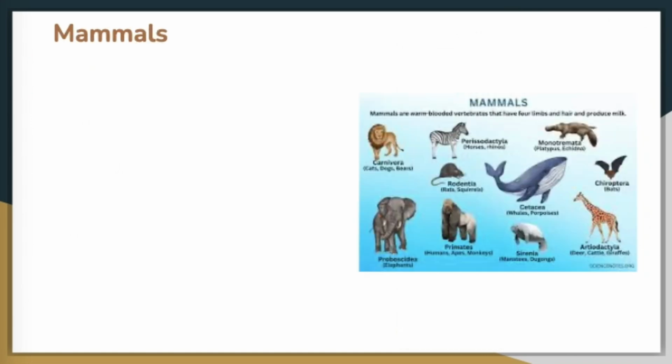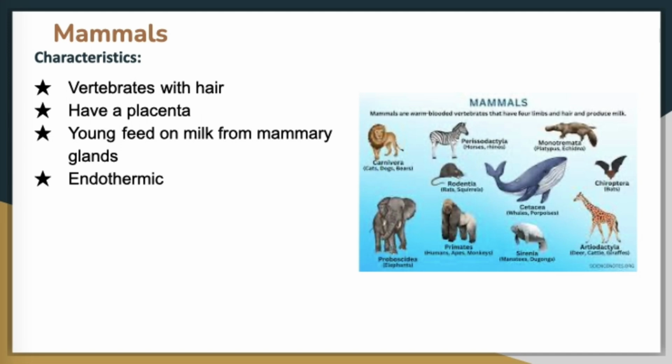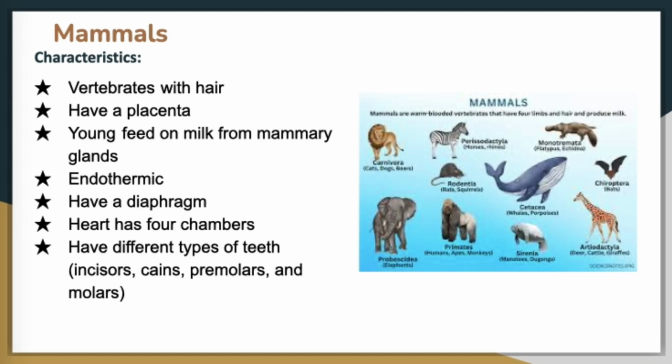And lastly, we have class mammals. This is the group that humans belong to. They are vertebrates with hair. They have a placenta. Young feed on milk from mammary glands. They are also warm-blooded. They have a diaphragm. Heart has 4 chambers and they have different types of teeth. We can learn about them in a future video.